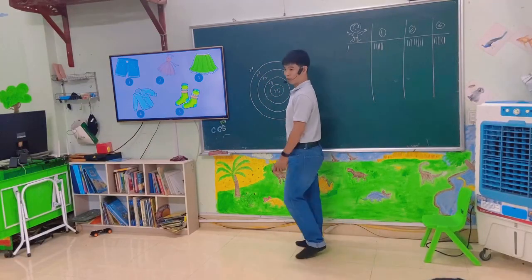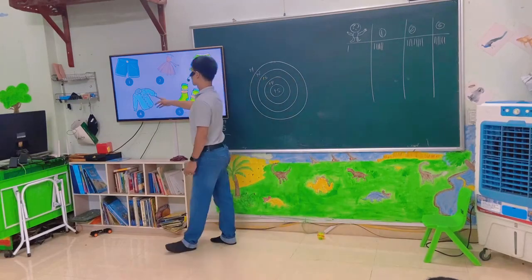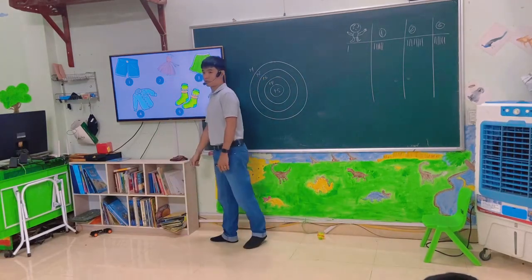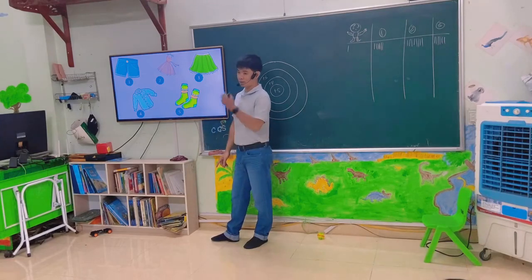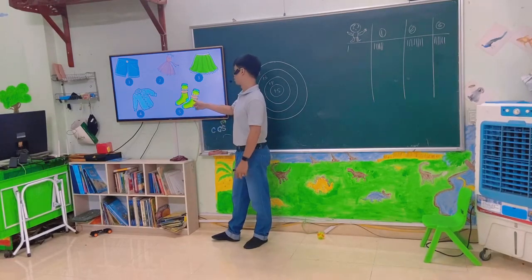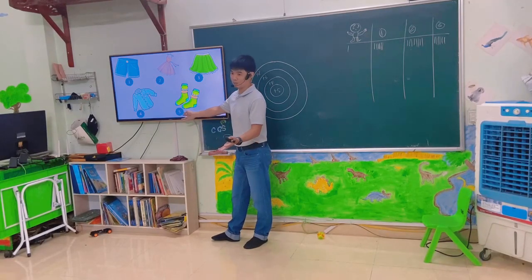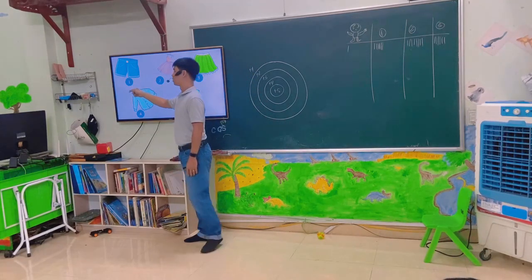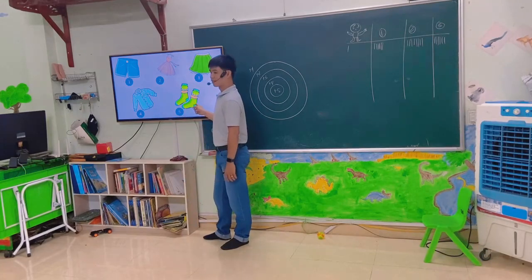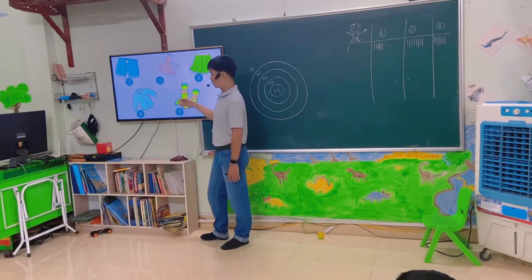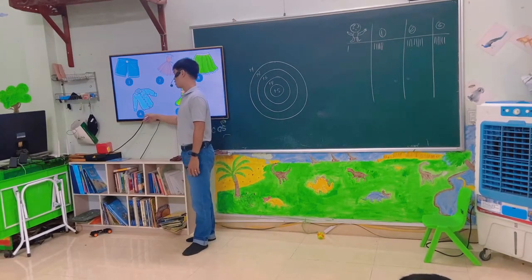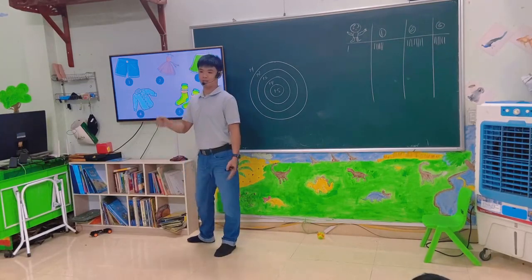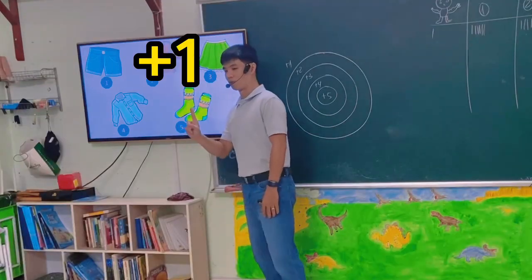Quick set. I have five pictures. We also have five numbers. First, I say the picture and you say the number. For example, when I say shorts, you say five? When I say socks, five. When I say skirt, you say three. When I say shirt, four. Which group can say faster so we can get one point?